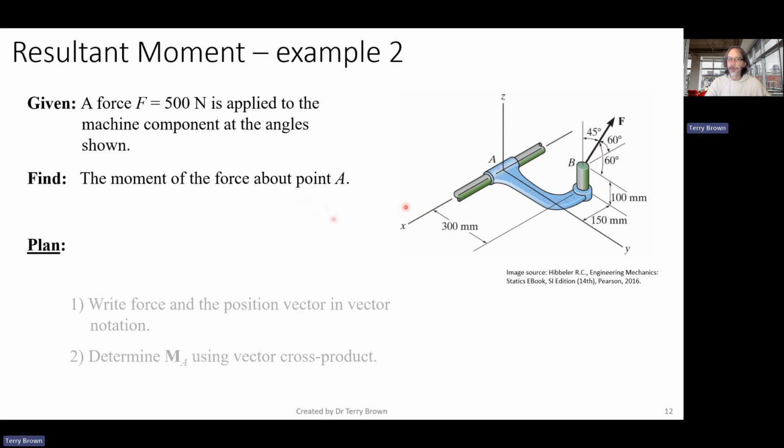point A here. So our plan, so you should always stop and think about your plan for how you're going to solve the problem before just diving straight in. Think about the different ways of solving it. So what we're going to do this time is to write the force and the position vector in vector notation and determine the moment about point A by using the vector cross product.